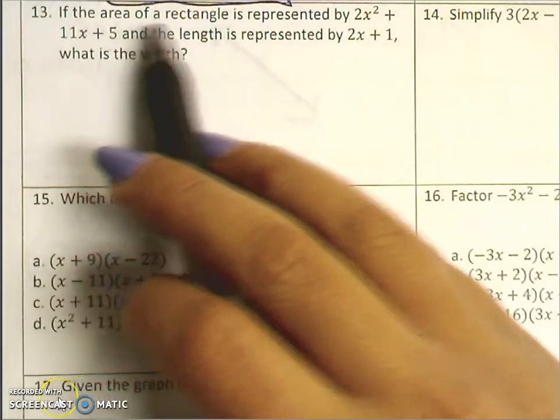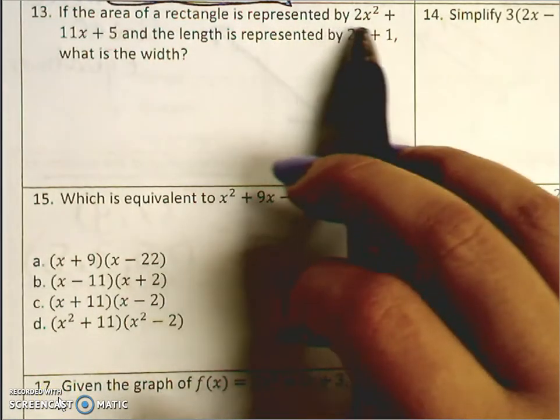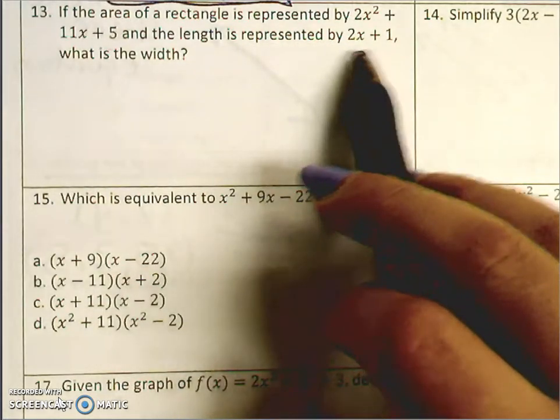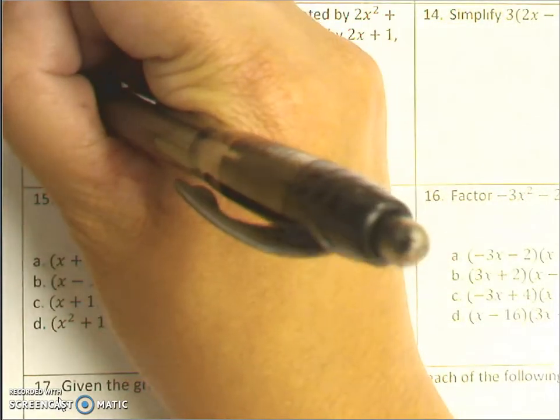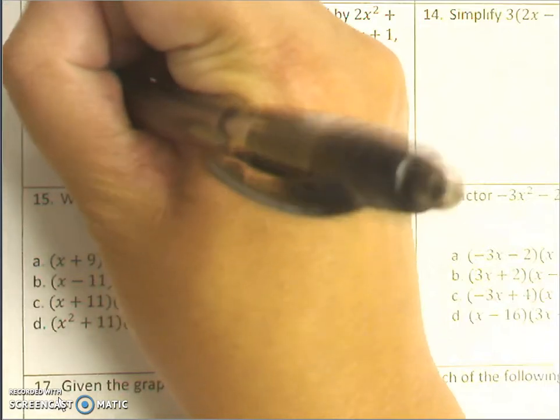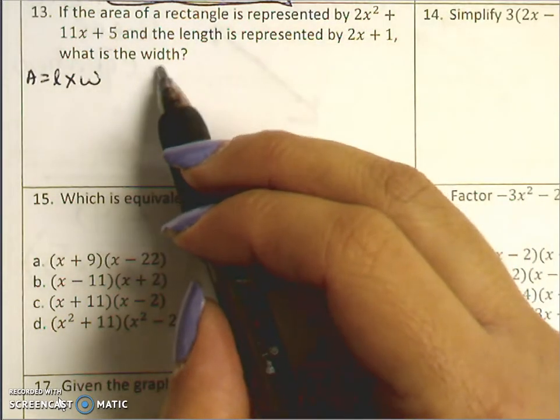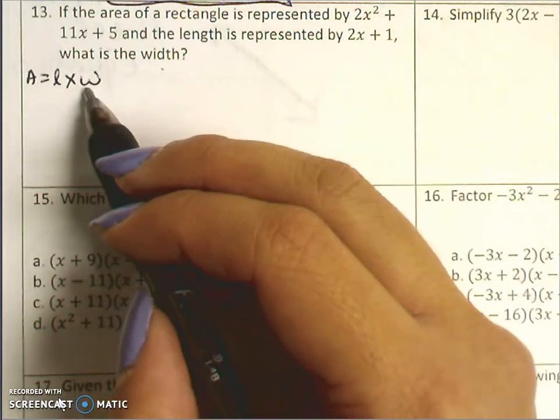13. If the area of a rectangle is represented by 2x squared plus 11x plus 5, and the length is represented by 2x plus 1, what is the width? So whenever we're trying to find area, it is length times width. And basically, if I'm trying to find the width, that means I want W to be by itself.